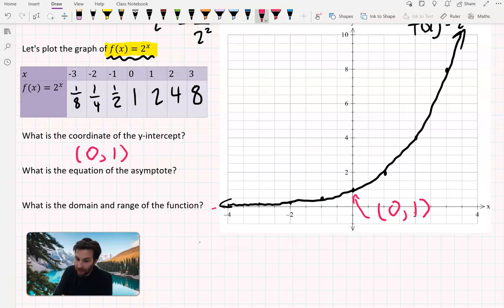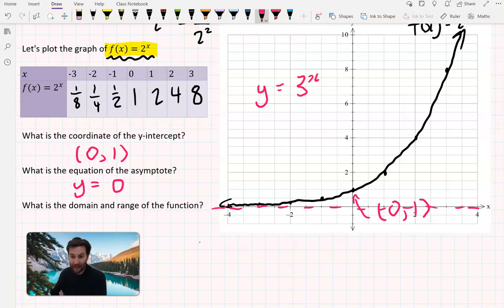It's going to get really close as x gets smaller, but it's not actually going to get there. So that means that our asymptote is going to be at y equals 0. And similarly, if we've got a pretty basic looking exponential graph, like y equals 3 to the power x, for example, that's not had any other transformations applied to it, your asymptote is always going to be at y equals 0. And that's something important to keep in mind before we do the transformations tomorrow.